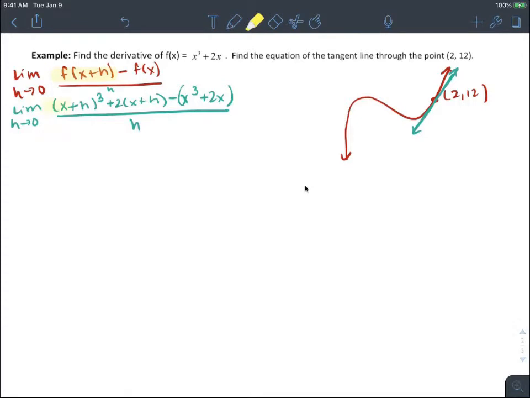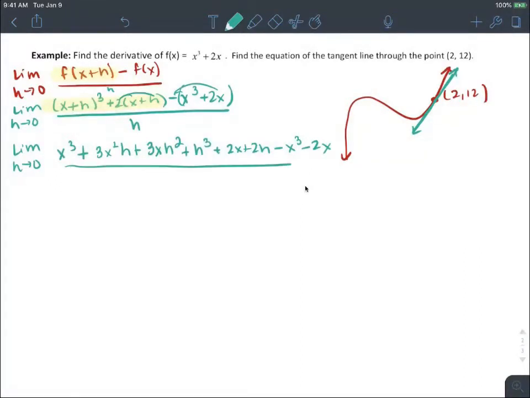So this part is my f of x plus h, just plugging in x plus h for x. So I'm going to expand. I've already expanded this on the side. So I get x cubed plus 3x squared h plus 3xh squared plus h cubed, so that's x plus h cubed, plus, distribute, giving me 2x plus 2h, and then again distribute, so minus x cubed minus 2x, all over h. I see that my negative 2x and my positive 2x cancel, and my x cubed and my positive x cubed cancel. I'm going to look at these four terms that are left, 3x squared h plus 3xh squared plus h cubed plus 2h, all over h.